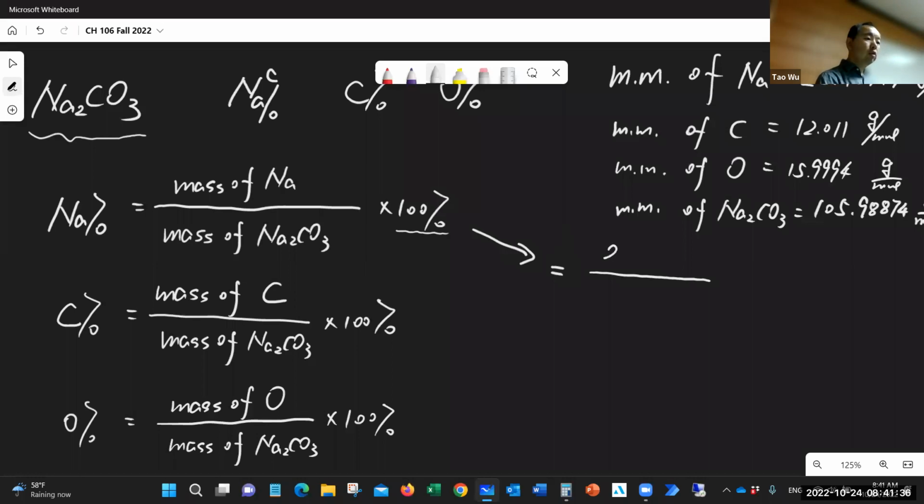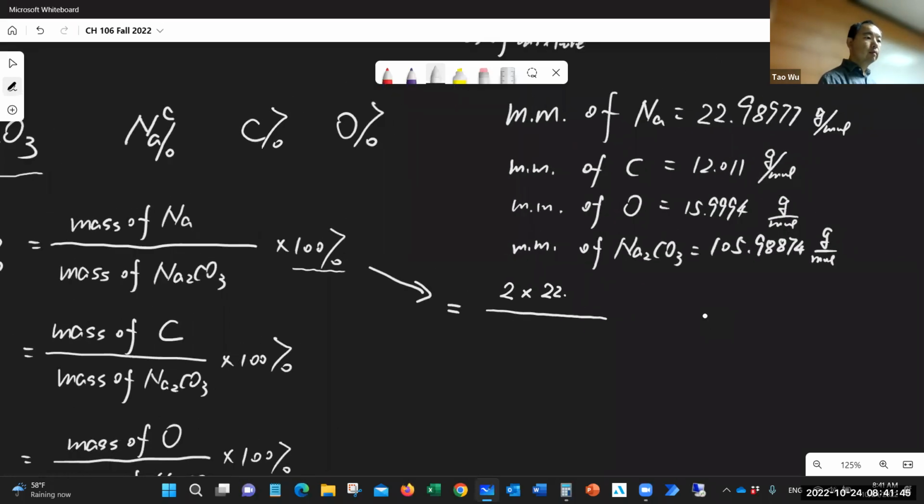So you're going to have 2 times the molar mass of sodium. The molar mass of sodium is 22.98977 grams per mole. Now this is giving us the total mass of the sodium, okay? And then you're going to divide by the total mass of the sodium carbonate, which is 105.98874 grams per mole, you see?